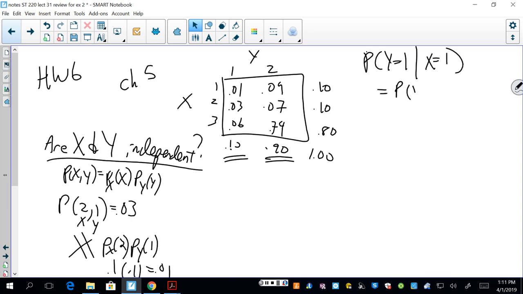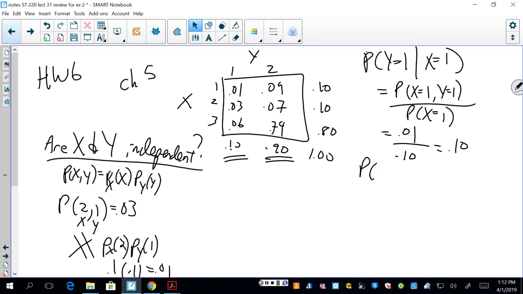Well, the probability that they're both 1 over the probability that x equals 1 is that conditional probability. So that they're both 1 is 0.01, and the chance that this one is 0.1. So that's 0.1. That's no change. That's consistent with independent. What about the probability that y equals 1 given that x equals 2? That one would have to be unchanged as well. But when y is 1 and x is 2, that's 0.03.